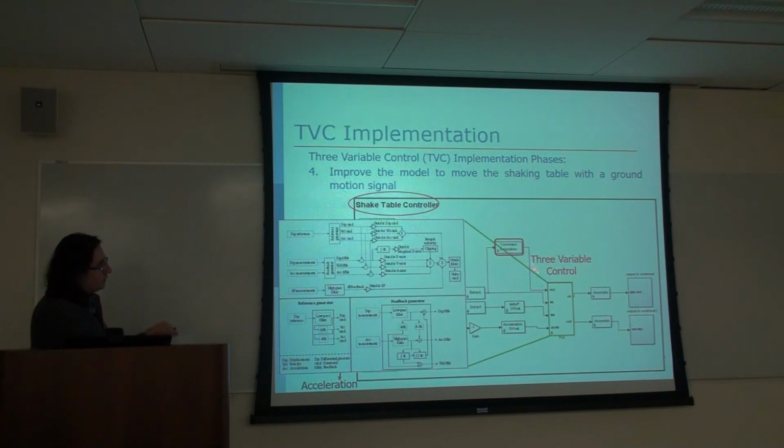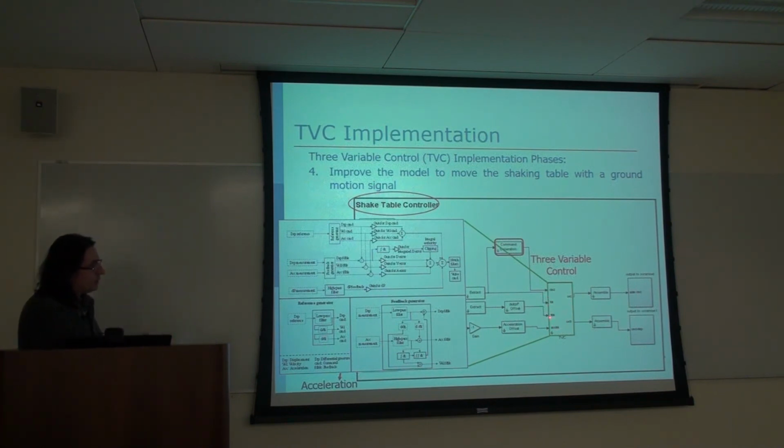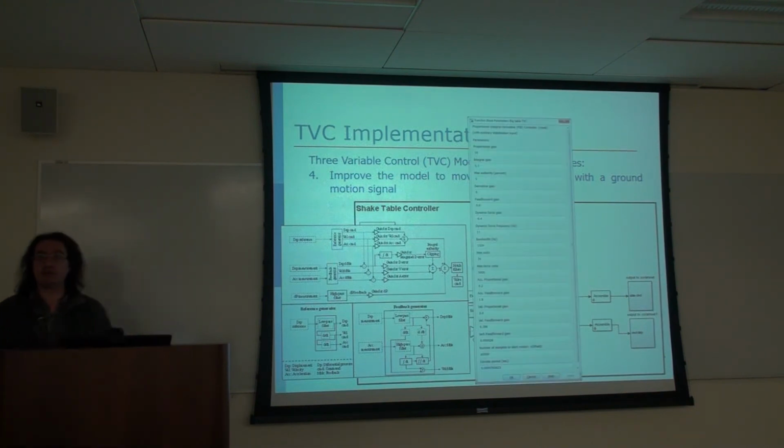The inputs to this are the command displacement, displacement feedback, acceleration feedback, and delta P feedback. And the three variable control box here runs its algorithm that I have shown in the previous slide. Then we need the gains, and we can input the gains of the three variable controller through a window like this and run it.